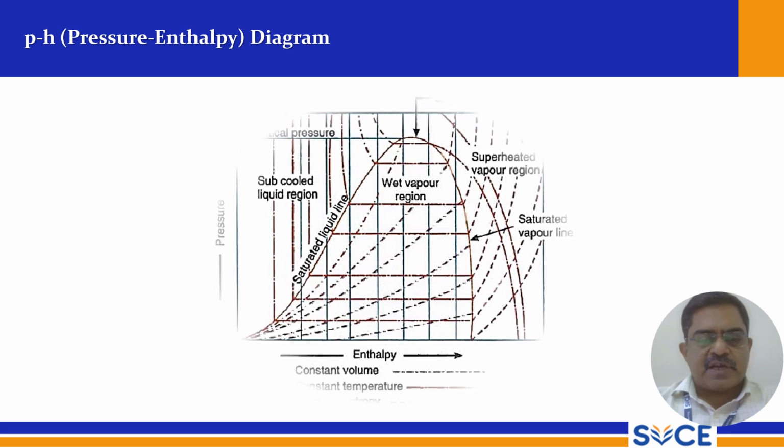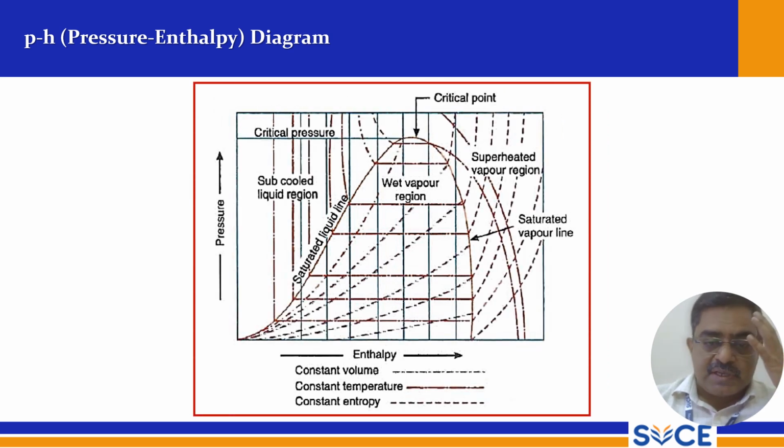So this is the pH diagram, students. Now you can see here pressure is drawn on the y-axis and enthalpy H is drawn on the x-axis. This is the subcooled liquid region. So this is the critical point. This is a very important point.